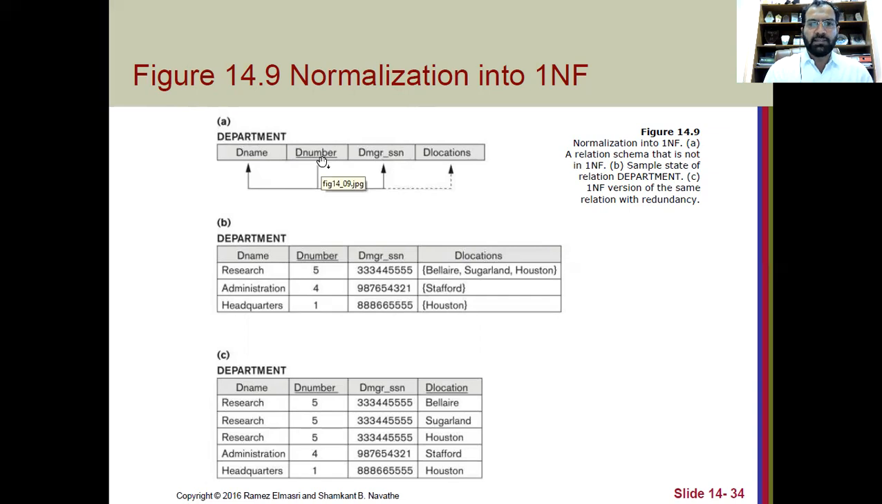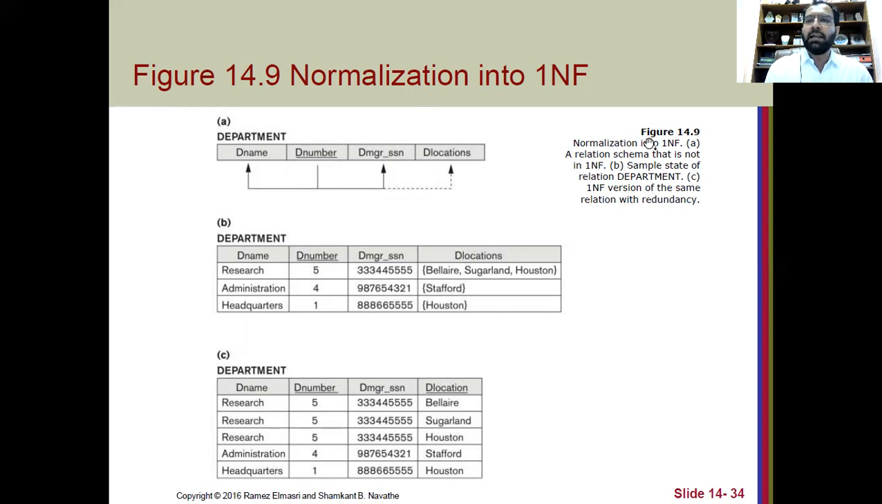So department number is a key. From D number, D name can be determined. From D number, department manager SSN can be determined. And also from D number, the D locations can be determined. But you see here, it is represented with a dotted line. What does it mean? It means that it is not directly determined by the D number. Actually, it depends upon the department itself. So where is the location?